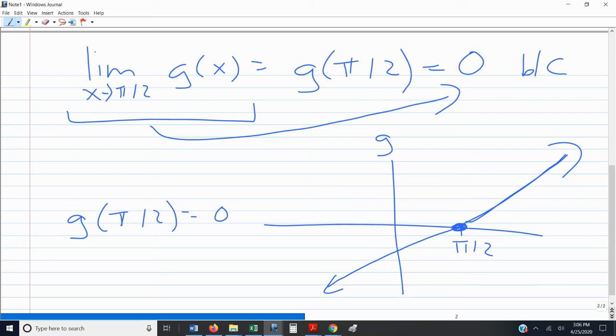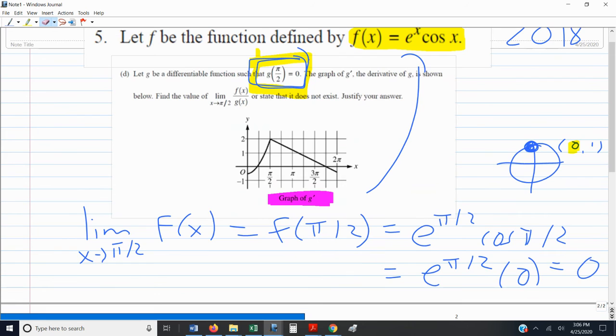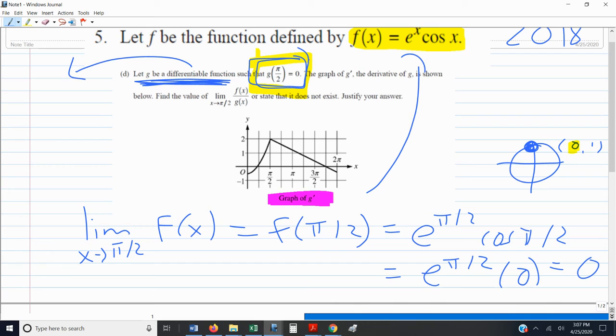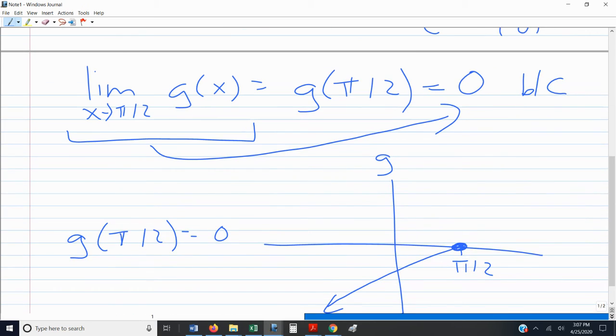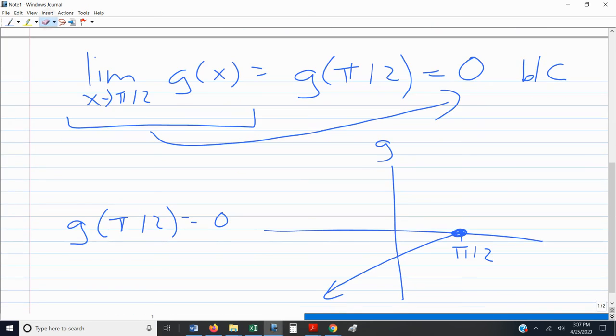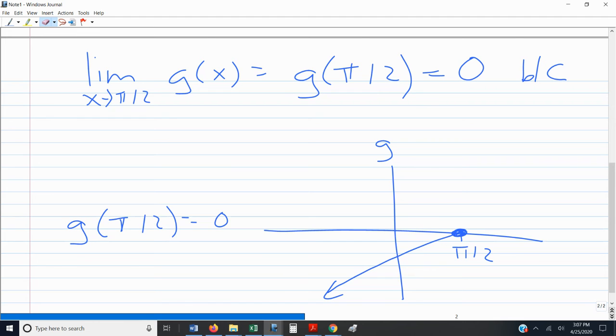But how do we know that we have that? So we're going to go back to this question. It says that g is a differentiable function. So if g is differentiable, then you automatically know that it is what? Continuous. And so in order to have this statement be true, you're trying to figure out what is this two-sided limit, and you plug it in and you know the output there is 0.